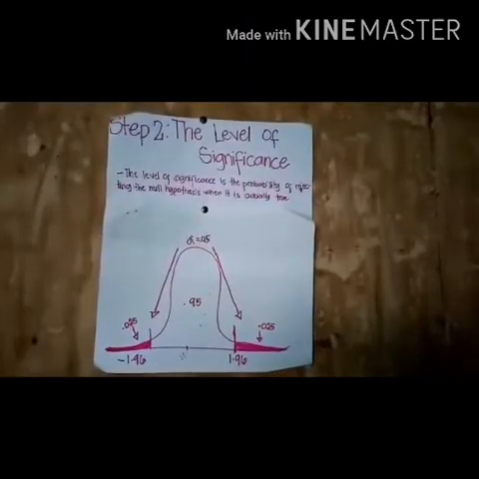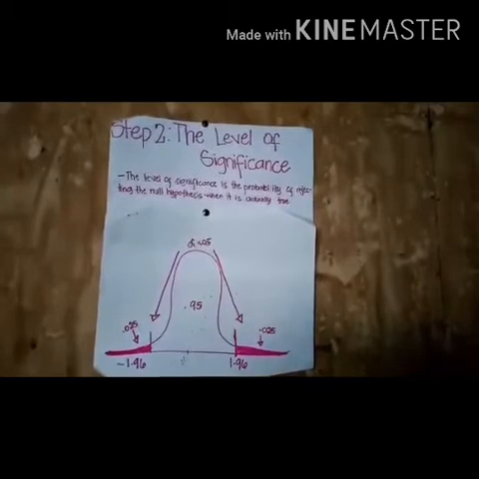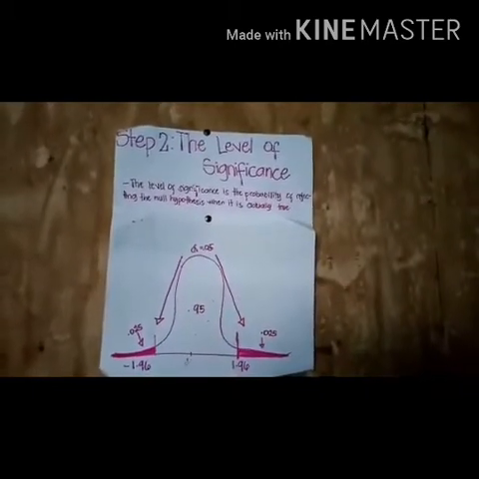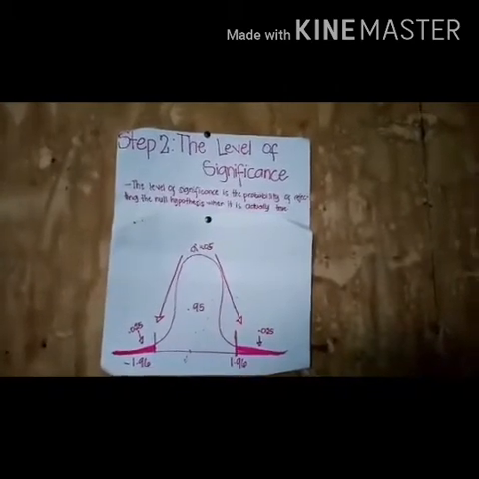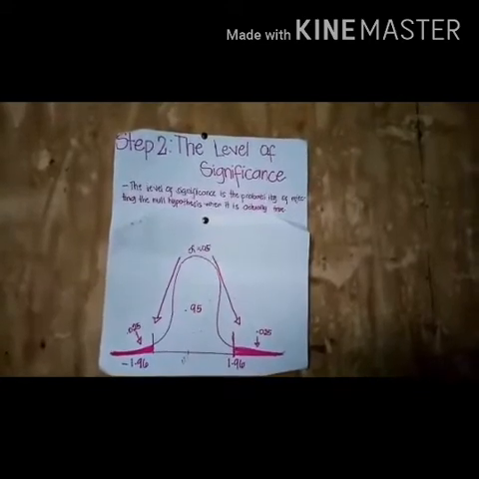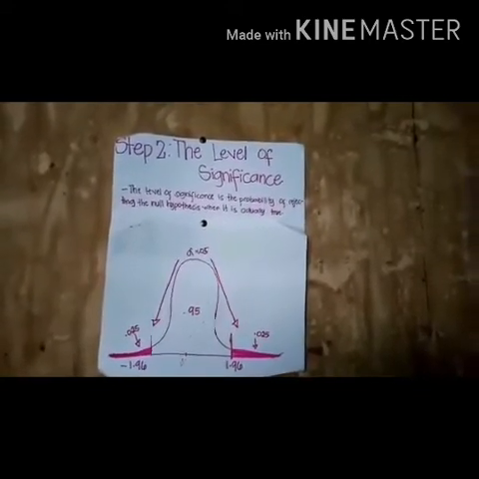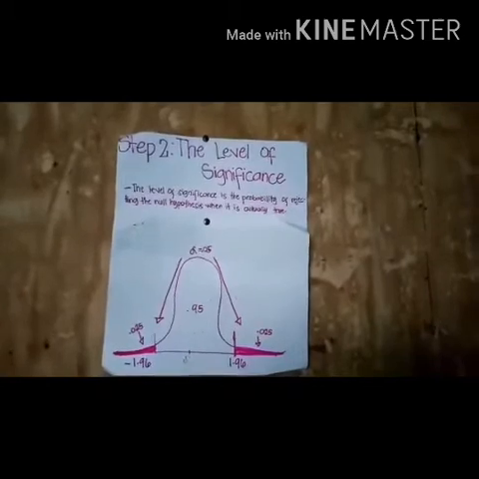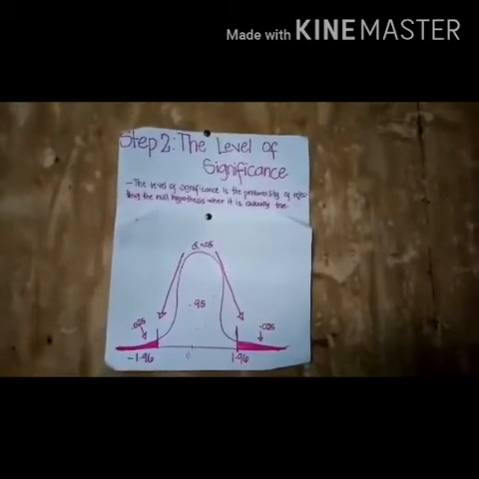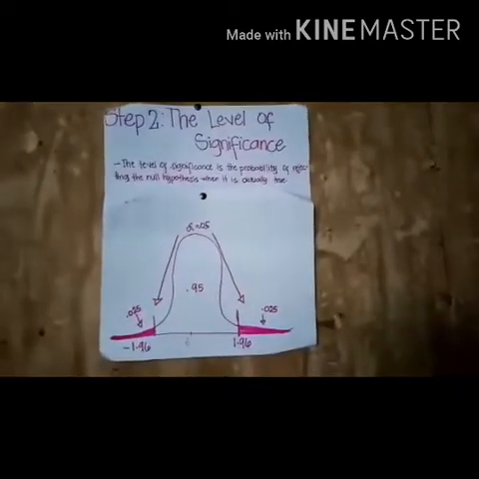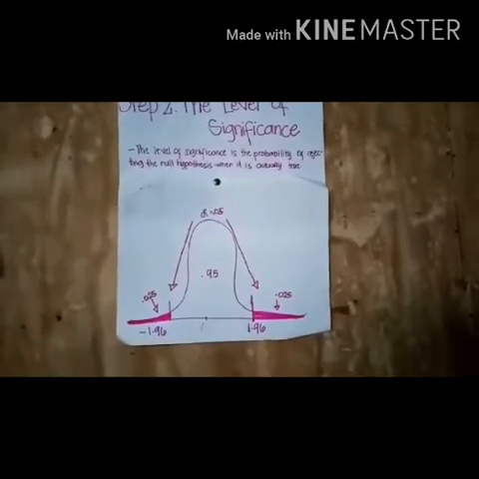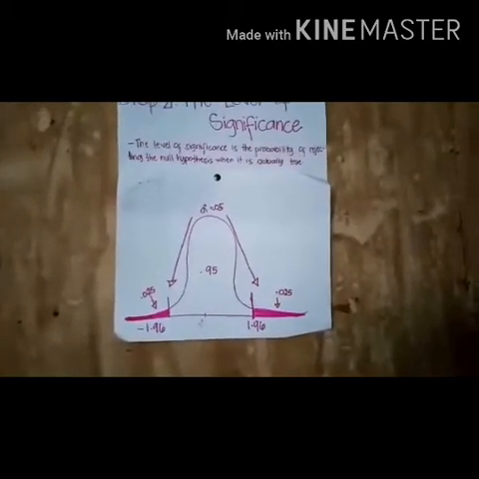Hi guys, we are now at step 2 of the hypothesis testing. So our second step is the level of significance. The level of significance is the probability of rejecting the null hypothesis when it is actually true. Level of significance is only the area in the two tails. Sometimes the level of significance is given in the problem. As you can see, I chose the 0.05 level of significance because it is the most common level of significance.